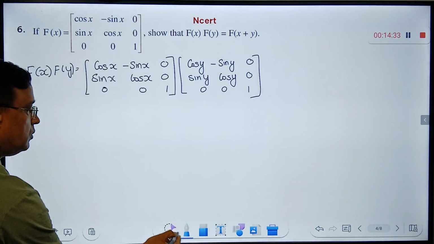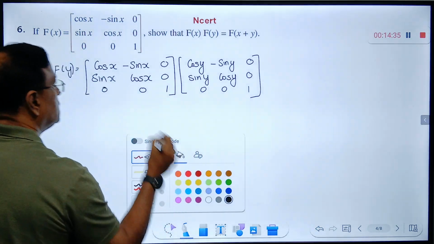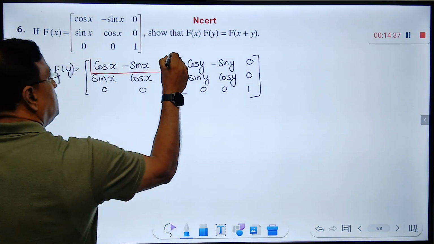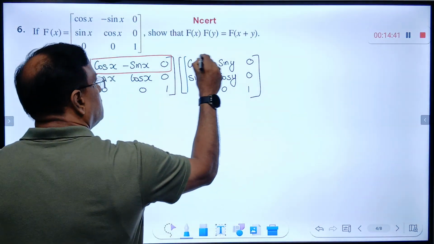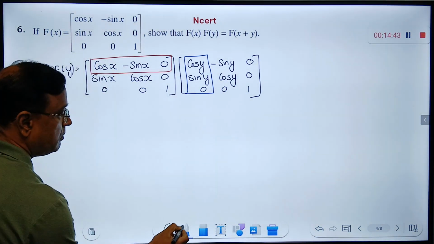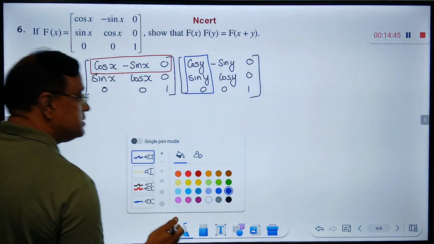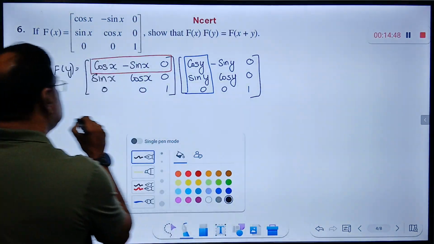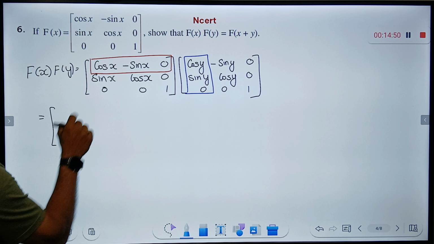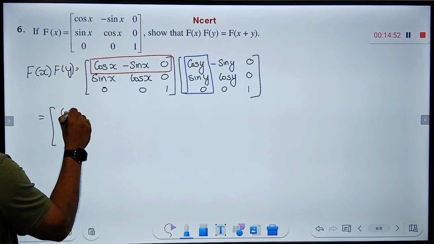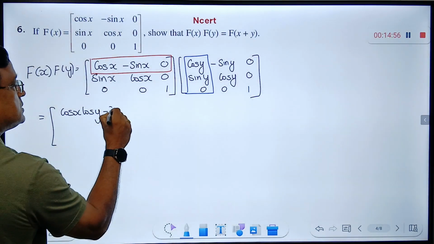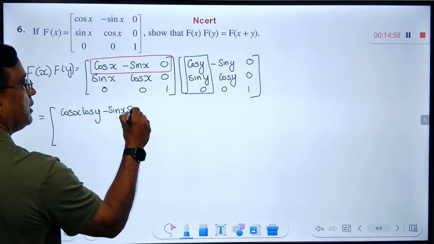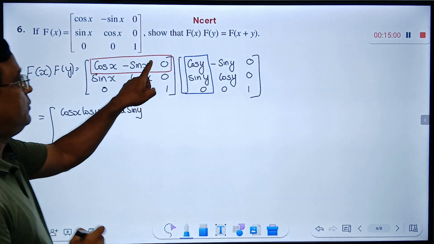Again the same old process. What is that? Multiplication. Horizontal element and the vertical. Remember you have to do this 9 times because 9 elements are there. Okay. So let's see. First row, first column. What do you get? Cos x cos y multiply minus sin x sin y. 0 into 0 is 0.